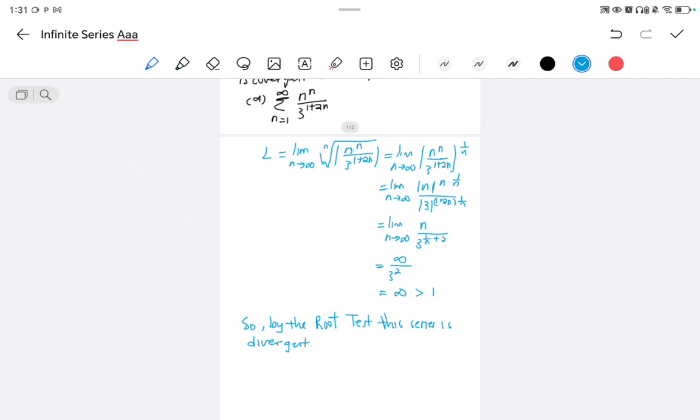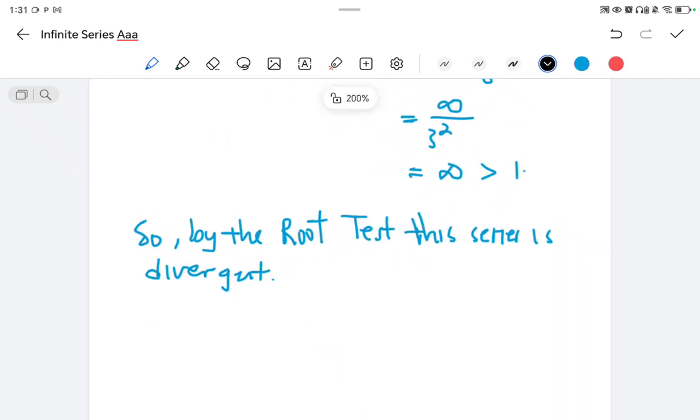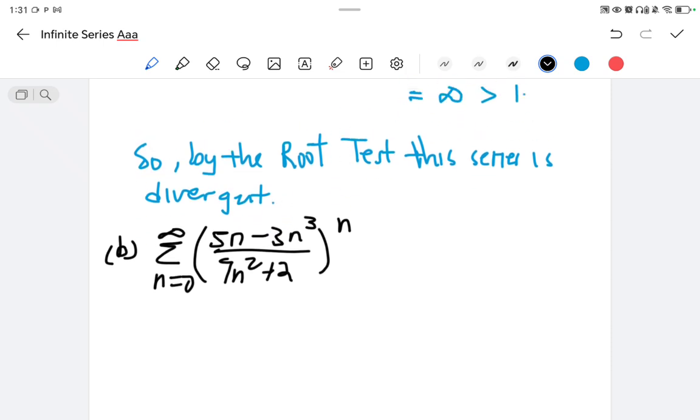So if no question, then we can check the second one. Now we have B, we're given the summation n equals 0 to infinity of (5n minus 3n^3) over (7n^2 plus 2)^n. From here, we need to check the limit.